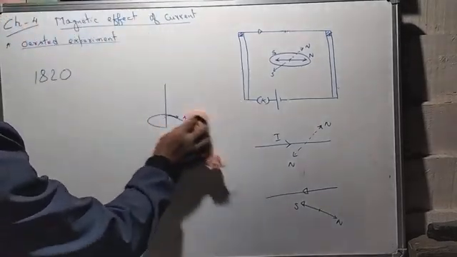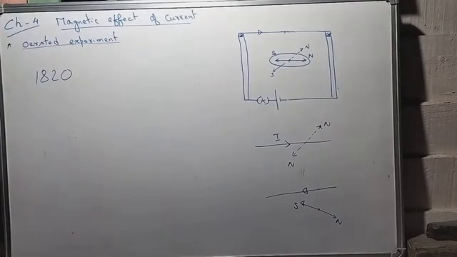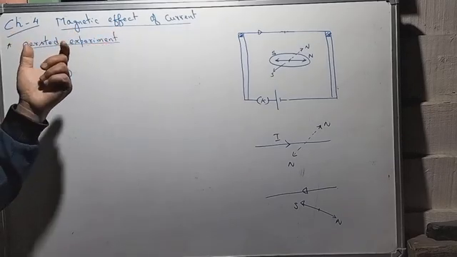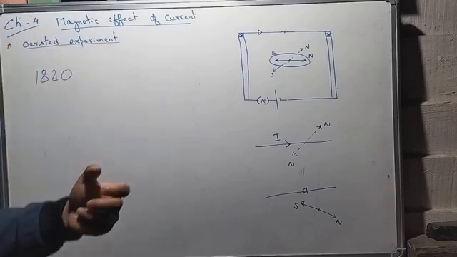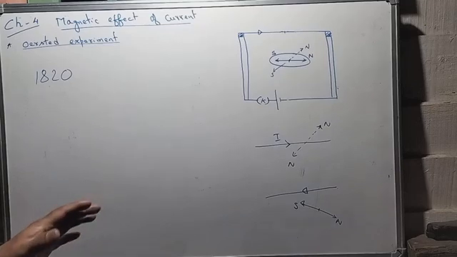Because of his experiments, he opened a big era. Nowadays we are using many electric circuits, like we have electric devices at home. All those electric devices are actually based on this principle, that is Oersted's experiment, or we can say it is the relationship between the current and magnetic field.